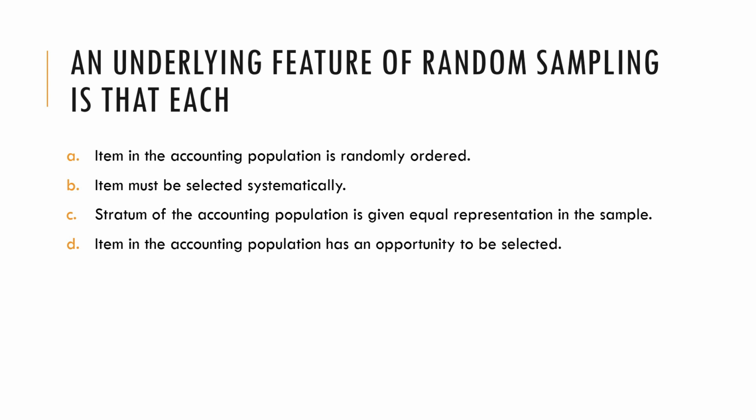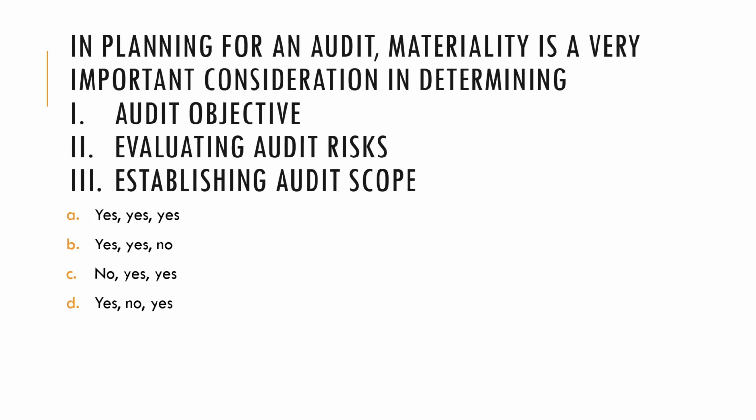Letter C, the stratum of the accounting population is given equal representation in the sample, or letter D, each item in the accounting population has an opportunity to be selected. And I think we're all able to recognize that one characteristic of random sampling is that each item in the population has a chance to be selected. So the answer to this should be delta. Moving on to the next question.